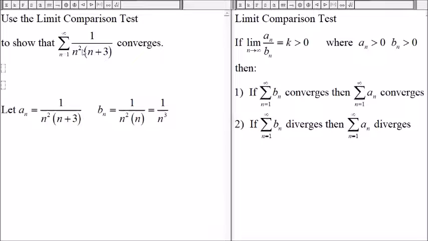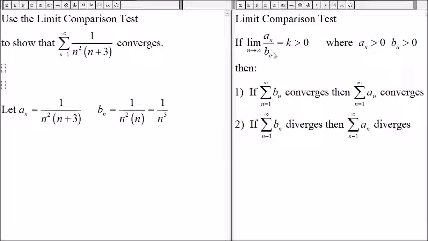We have the infinite series of 1 divided by n squared times n plus 3, and we want to use what's called the limit comparison test to show that this infinite series converges. To use the limit comparison test, we call this right here a sub n. So let the sequence a sub n be 1 over n squared times n plus 3.